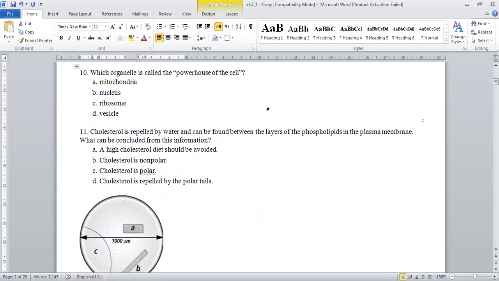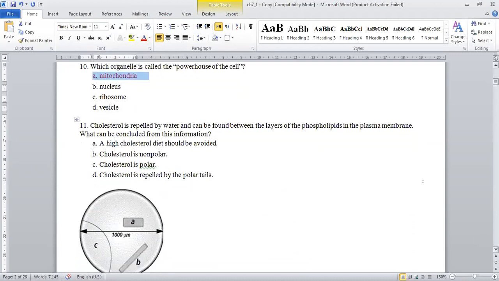Number 10. Can I solve it, Mr., please? Yes. Number 10: Which organelle is called the powerhouse of the cell? A. Mitochondria. Yes, the same answer as the previous question. Okay. Number 11, guys.